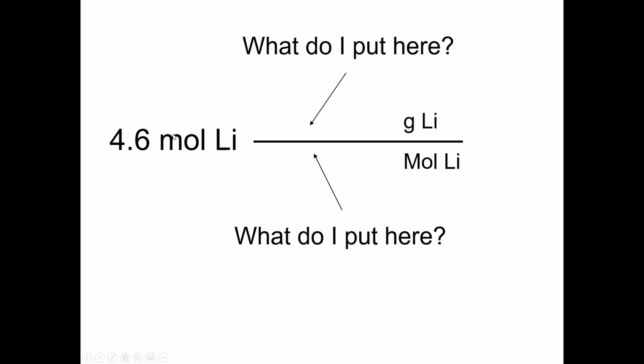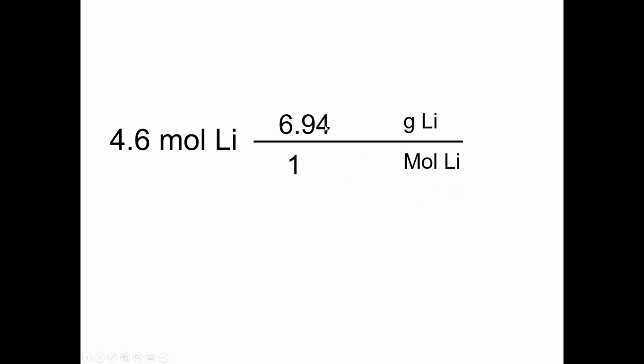All right, so then that brings us to our problem here. On the top I have grams. So what do I write for grams? I write the mass. So I go to the periodic table and I look up lithium and I find its mass. And then down here it's moles, and for mole you always just write 1. So it's going to be 6.94. This came from the periodic table, and this 1 is always what you write with the mole.